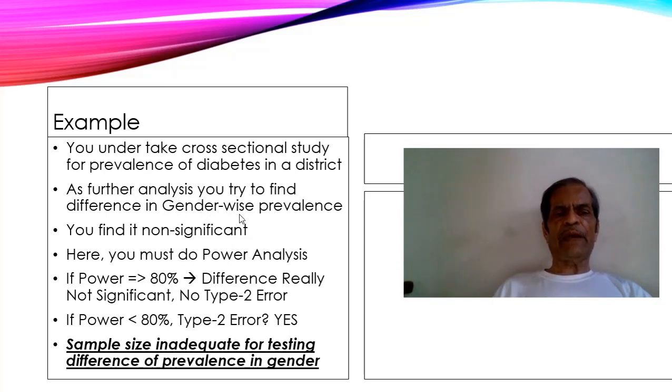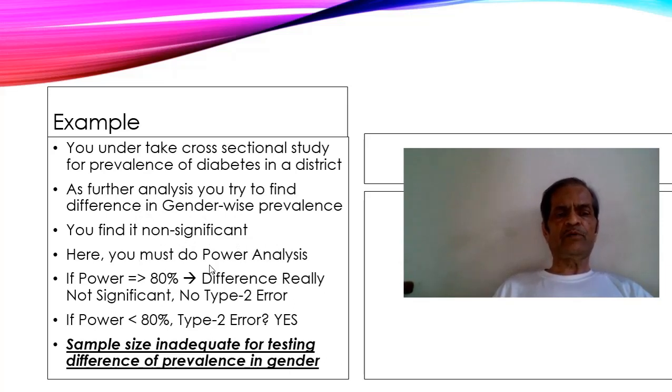And then you apply the statistical test of significance on gender-wise prevalence, and you find the statistical test declares that it is not significant. This will not be a correct conclusion unless you apply the power of the statistical test in this case.